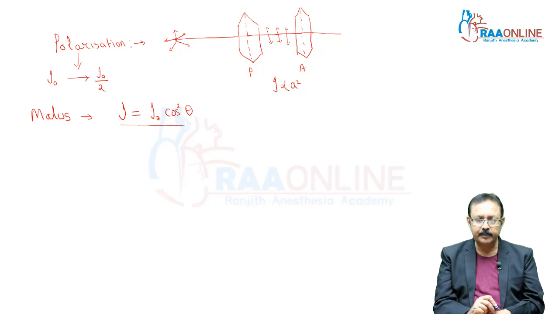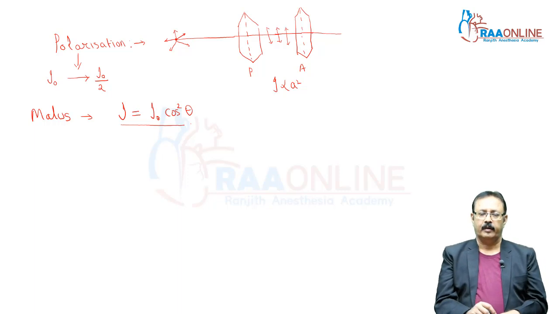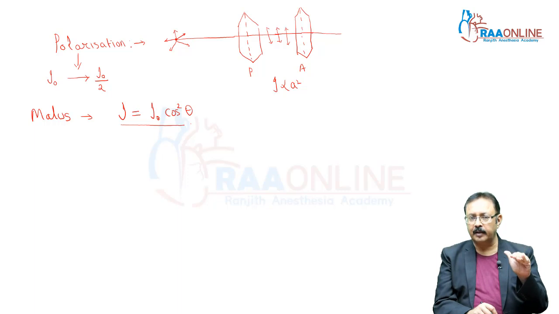Only remember this Malus formula. We get numericals at different times based on this. And when light crosses the polarizer, intensity will become half.